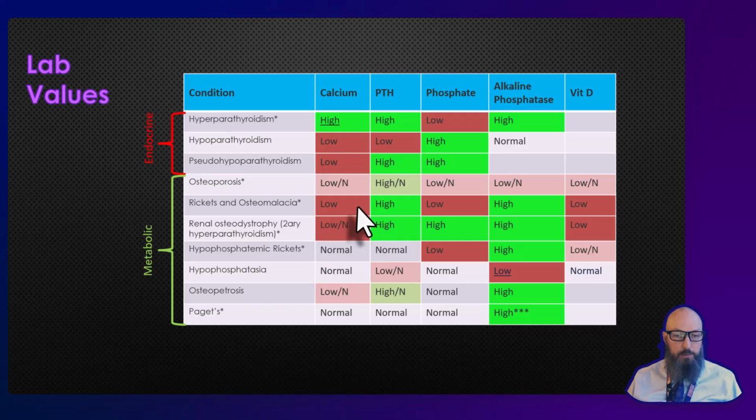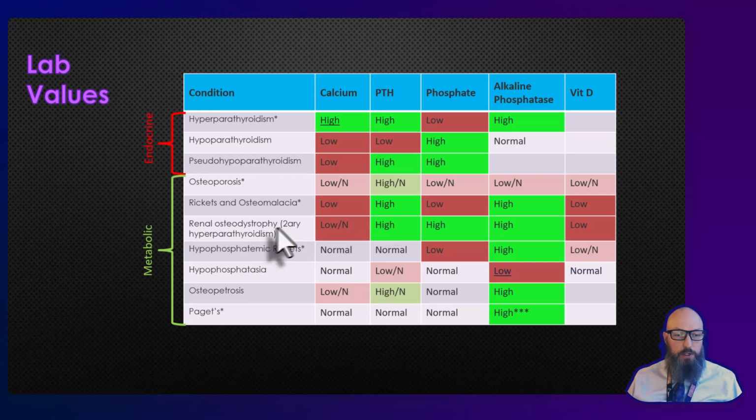As soon as calcium starts to drop low, your body starts to upregulate the amount of PTH that's created. And that signals the kidneys to retain as much calcium as possible at the expense of phosphate. And so phosphate is going to be low as well. So the pattern is low vitamin D, low calcium, high PTH, low phosphate.